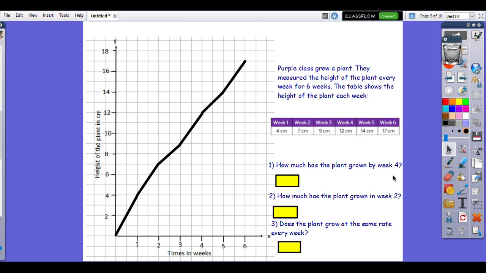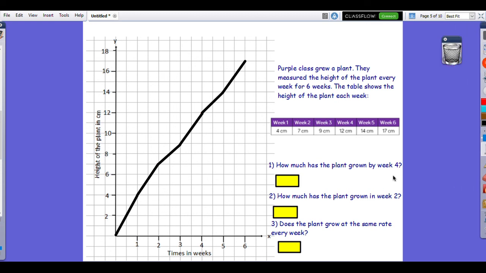Question 1. How much has the plant grown by week 4? Well, actually, I can use my line graph to help me, but to be honest, if I wanted a quick cheat through this question, I can just look at my table here, because look, week 4, I know my plant has grown 12 centimetres. I don't even need to look at my graph, so my answer to question 1 is 12 centimetres.